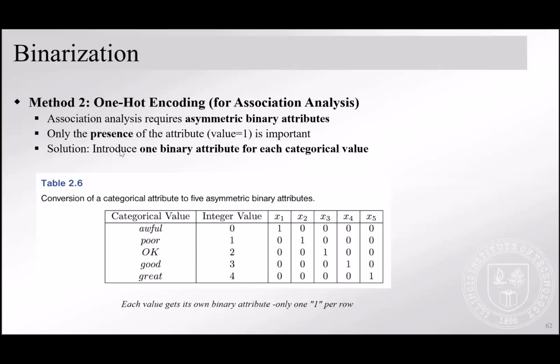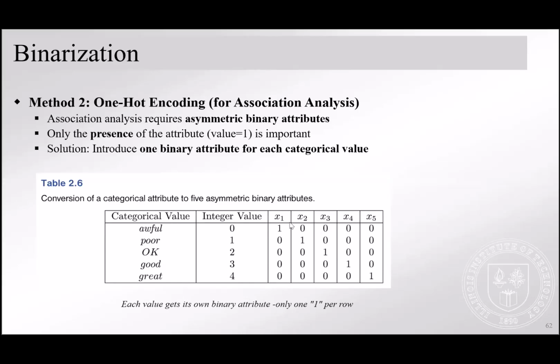For association analysis, we have a different requirement. Association needs a symmetric binary attribute, where only the presence, the value equal to 1, matters. The zeros don't count. The solution is something called one-hot encoding. We create one binary attribute for each categorical value. Take a look at this table. The table shows the same 5 categories and 5 binary attributes, because for each of them you need an attribute. So we have x1 through x5, since we have 5, and each of them has only one value equal to 1.